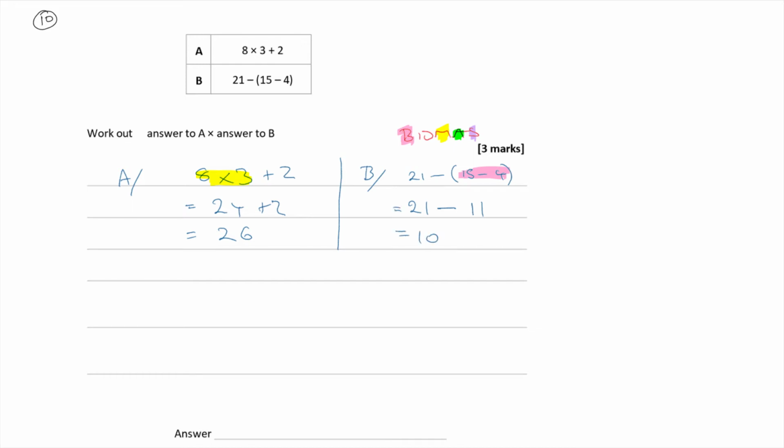Okay, so I know that A is 26 and I know B is 10. So what is the answer to A times the answer to B? That's going to be 26 times 10. That's going to be 260 then, isn't it? So that's my final answer, 260.